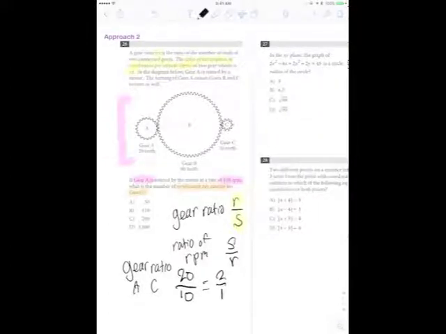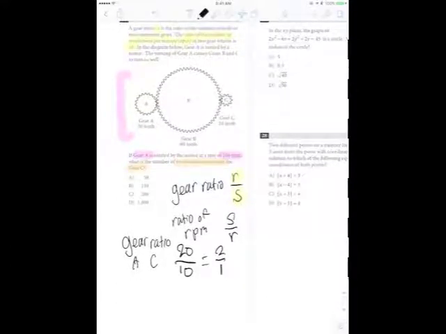But we're not interested in the gear ratio to answer the question. We need the RPM ratio. So what's the relationship between the general formula? They just flipped over. So we'll do that with A and C. We just flip these over, and we'll get 1 over 2.